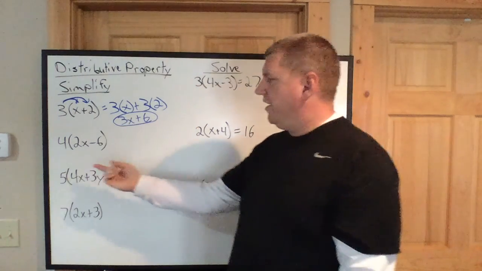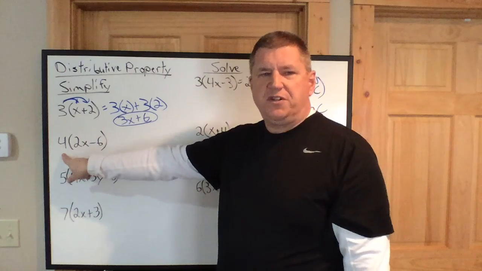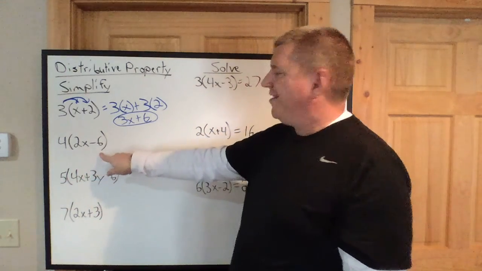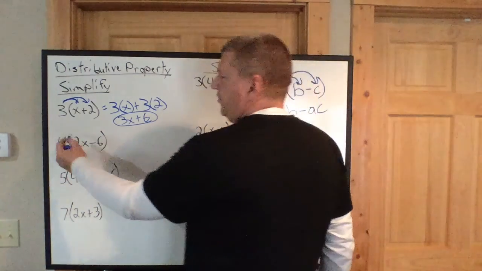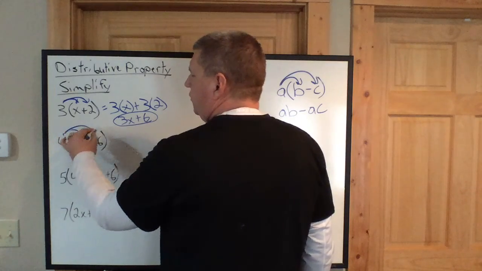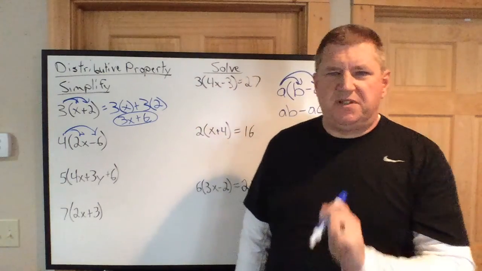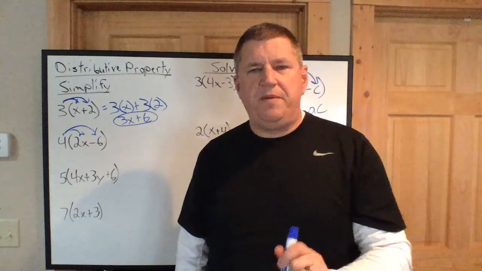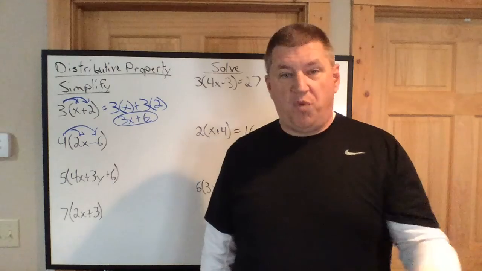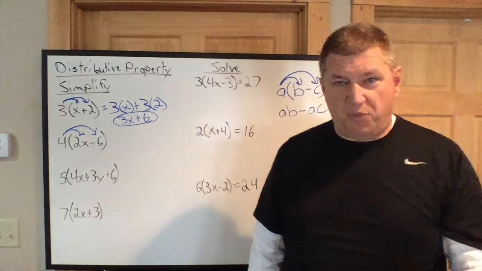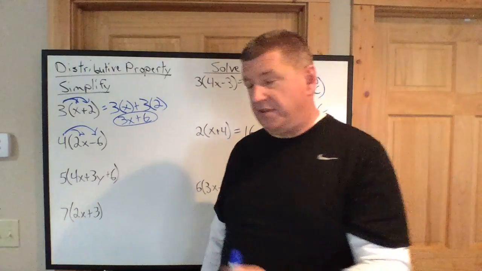So let's look at our second example. 4 is our coefficient times the quantity 2x minus 6. So we're going to distribute the 4 to everything within the parentheses. I can't stress that enough. That's the biggest mistake that is typically made, is to only multiply by part of what is in the parentheses. You must multiply by everything within the parentheses.